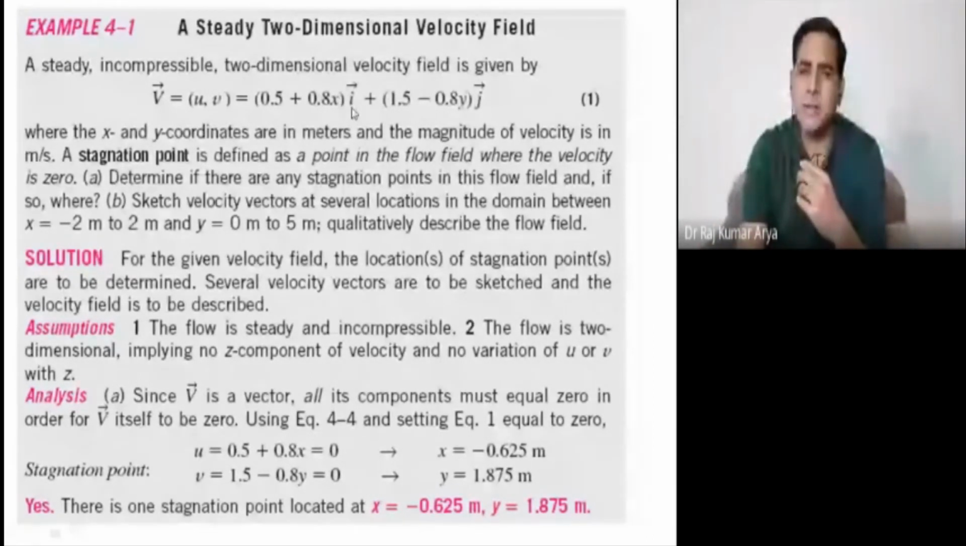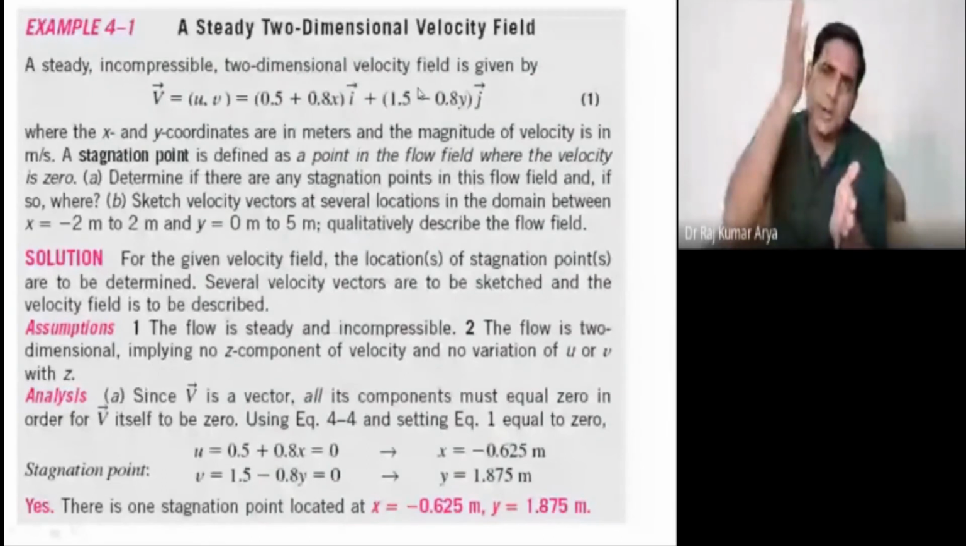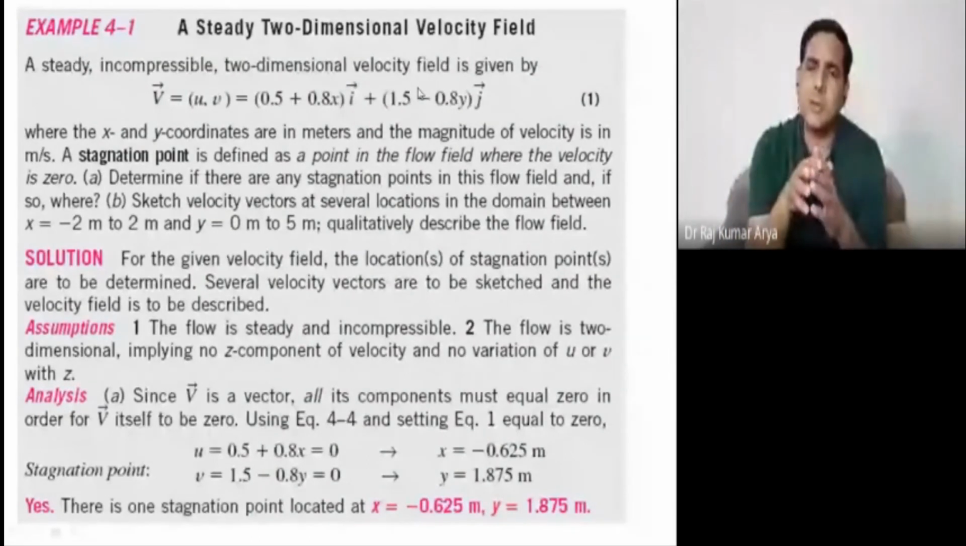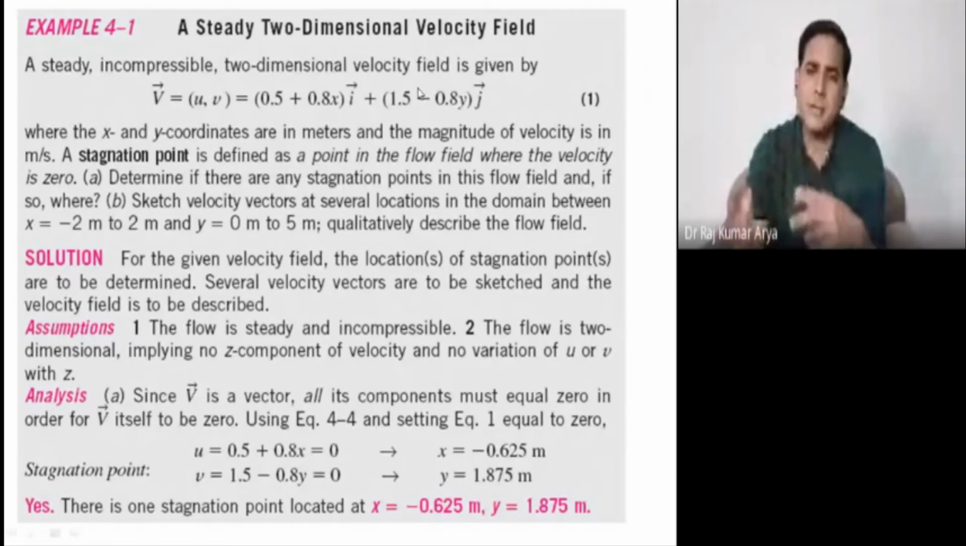To make the velocity equal to zero, the individual components of the velocity must be zero. This is your x component of the velocity, u. That should be zero. This is the other coordinate component of velocity, v. That should also be zero. Only then will you have the stagnant point. Both the x direction and y direction velocity components must be zero individually, and that will give you the coordinate.